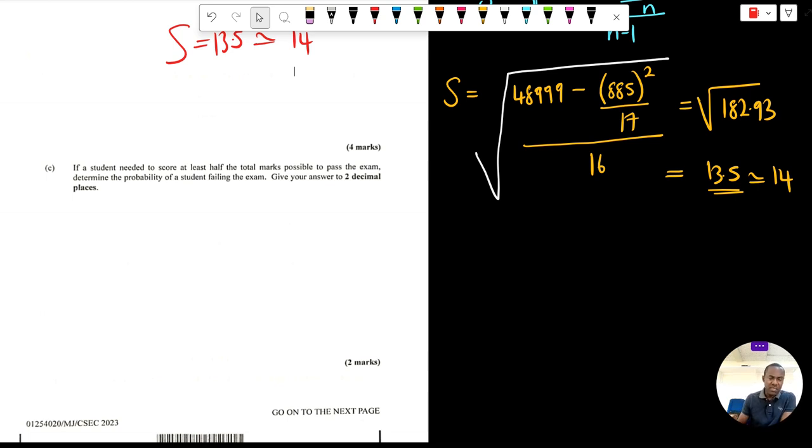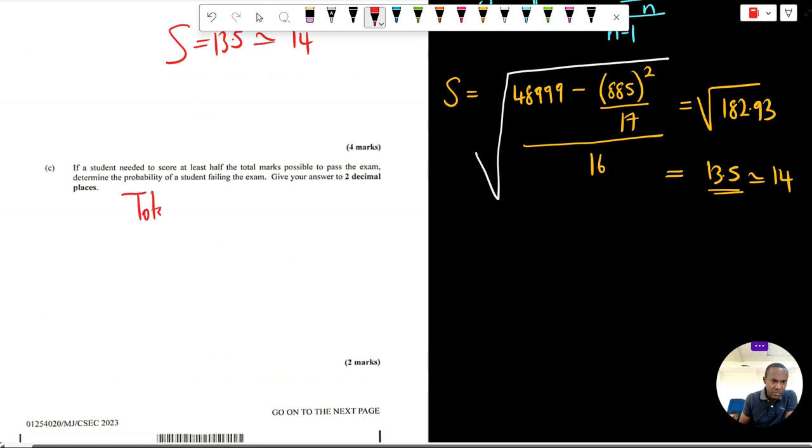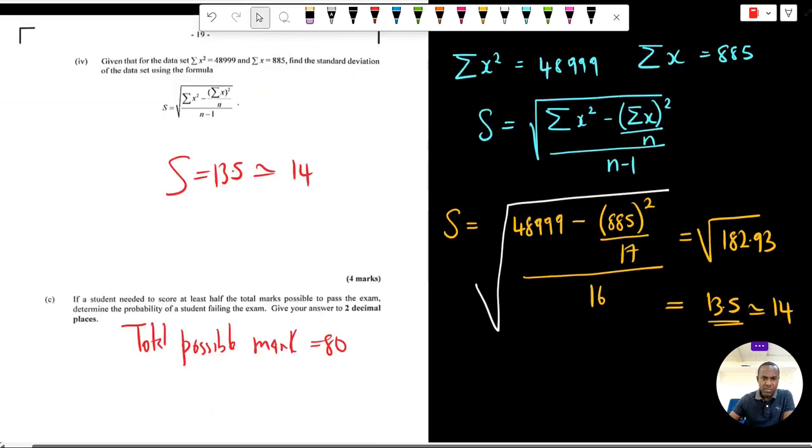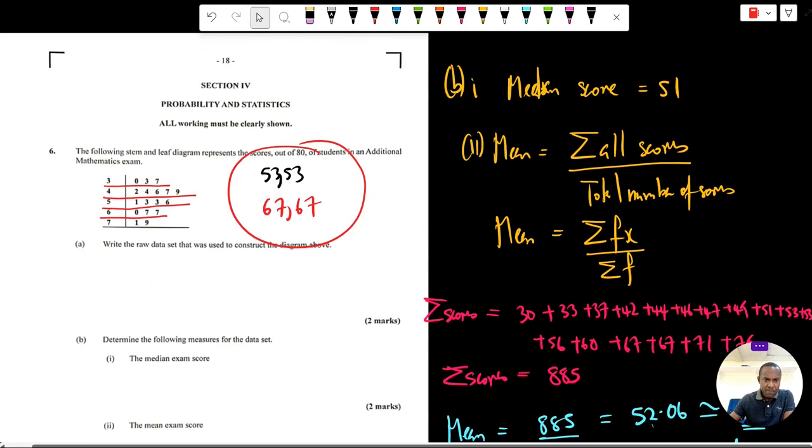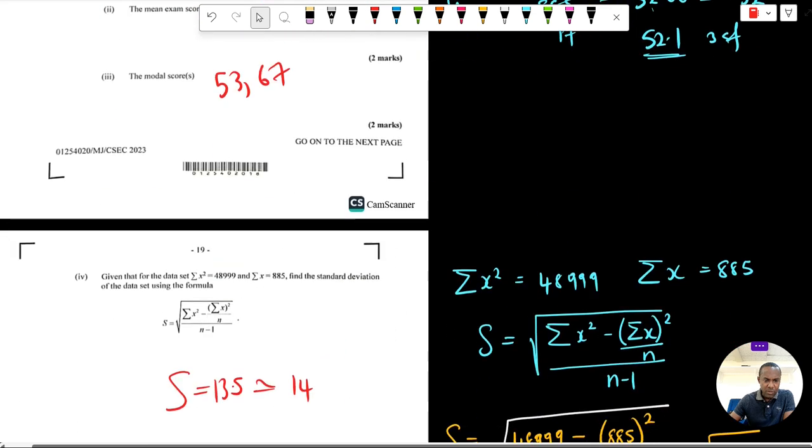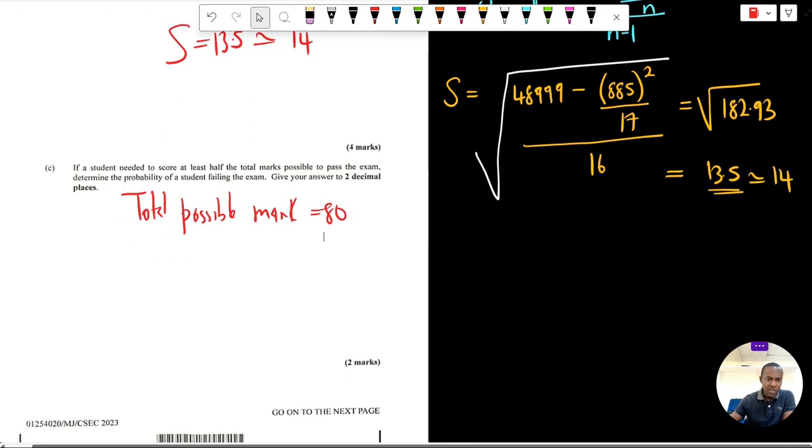Now, what is the total possible mark as indicated? If I remember correctly, the total possible mark is 80. And now, of course, I'll just scroll back to verify that. So total possible mark is equal to 80, right? So let me just scroll back to check. Yes, it says out of 80, right? So the total possible mark is 80.